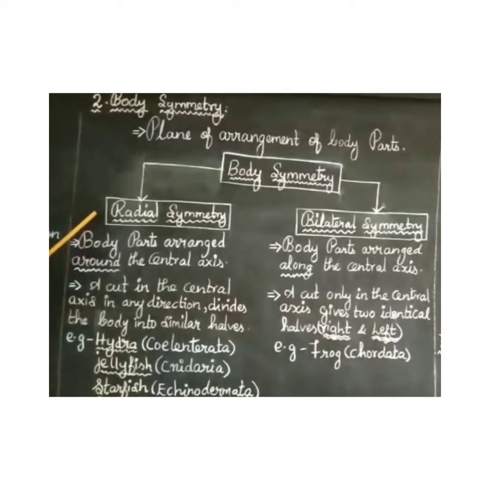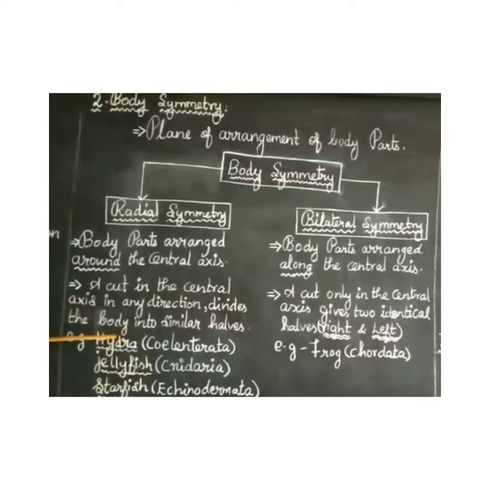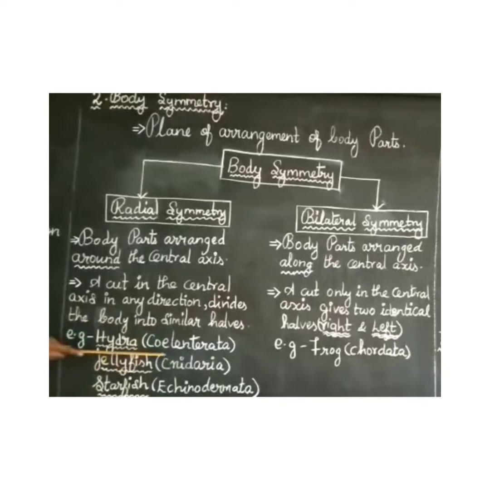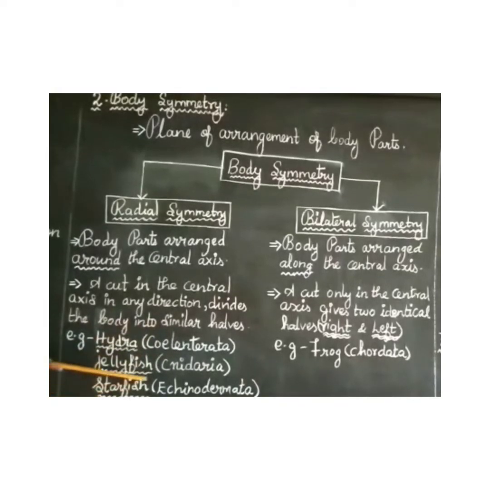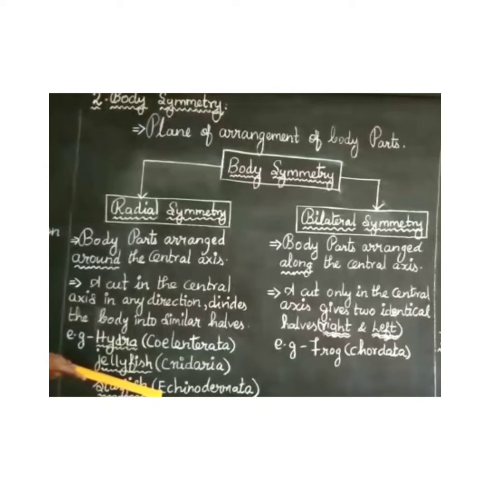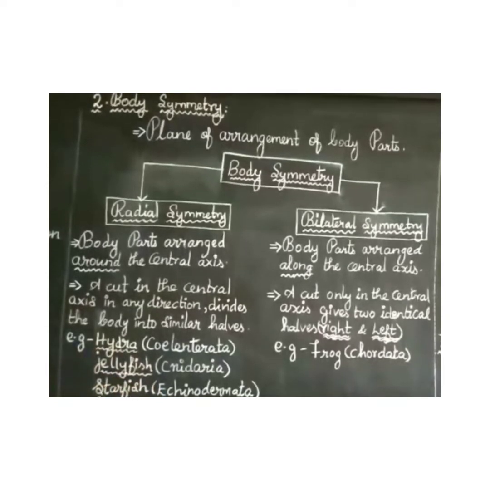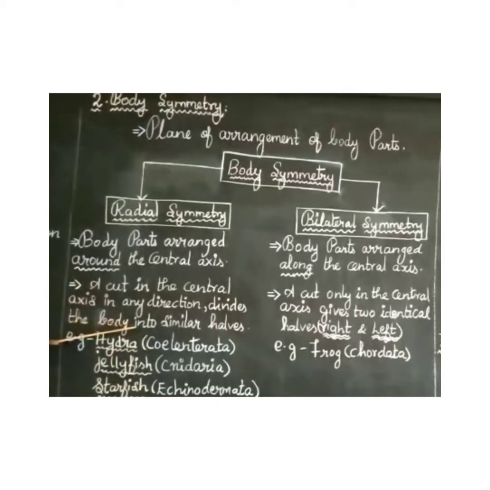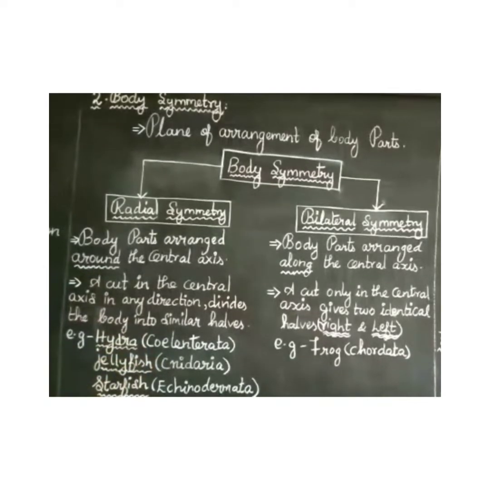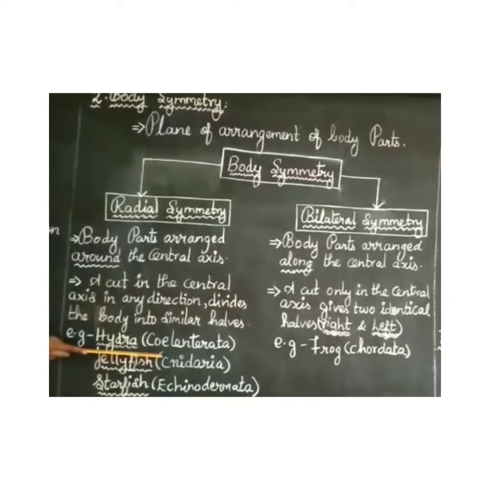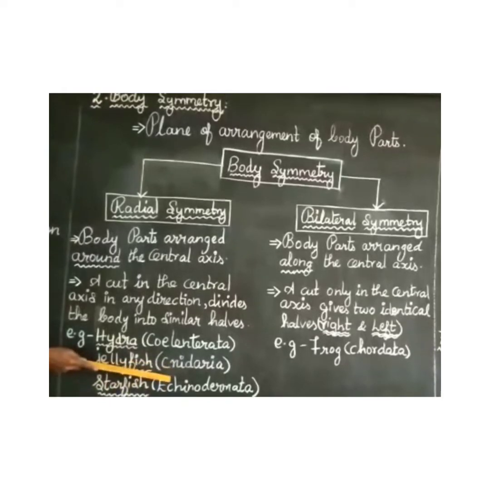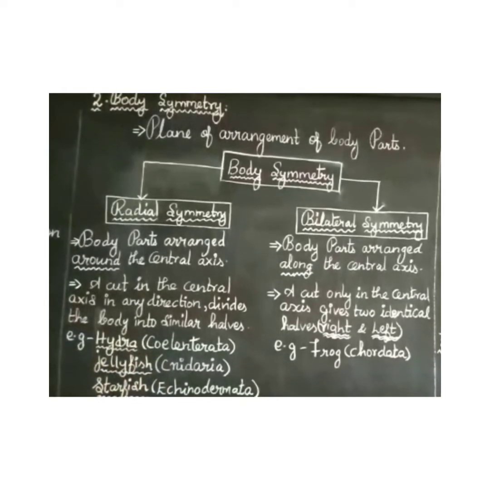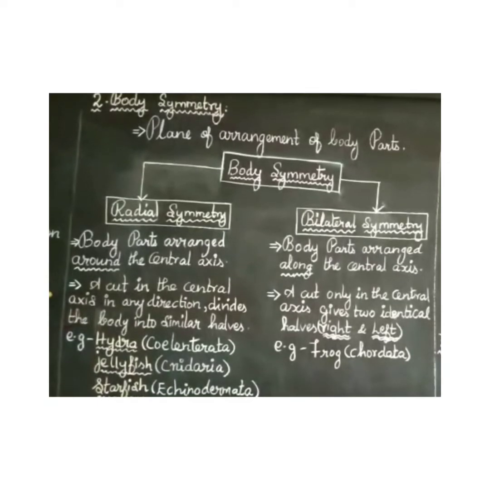For radial symmetry, there are 3 common examples. The first one is hydra, which comes under the phylum Coelenterata. The second one is jellyfish, which comes under Cnidaria. Then starfish, which comes under the phylum Echinodermata. So the animals having radial symmetry are included in the phyla Coelenterata, Cnidaria and Echinodermata. In between Cnidaria and Echinodermata there are some phyla present, and those phyla also have this type of symmetry, the radial symmetry.